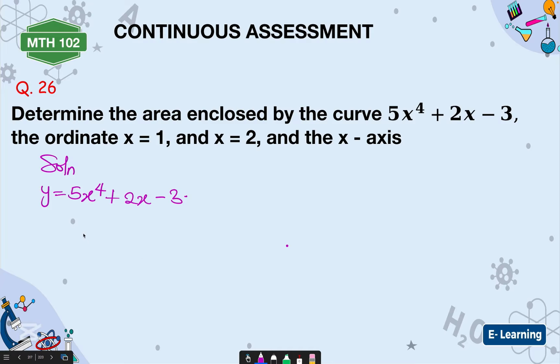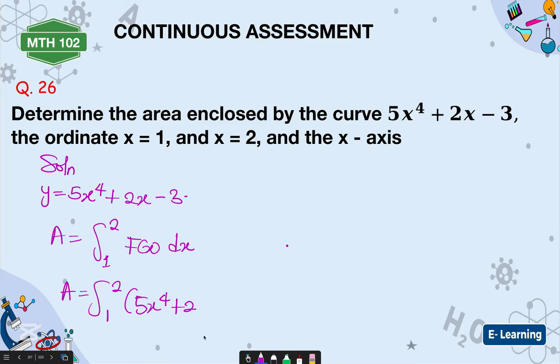First of all, you need to write the formula. The formula for area is the integral with the upper limit 2 and lower limit 1, and then integrate f(x) dx. In this case, our f(x) is our y. So the area A will be the integral from 1 to 2 of 5x^4 + 2x - 3, and then dx.